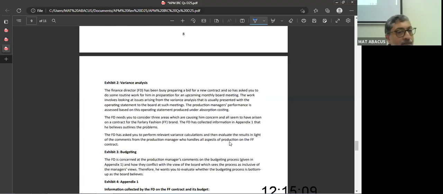Now, specifically, for the variance analysis part, the finance director has been busy preparing a bid for a new contract, and so has asked you to do some routine work for him in preparation for an upcoming monthly board meeting. The work involves looking at issues arising from variance analysis that is usually presented with the operating statement to the board at such meetings, and the production manager's performance is assessed based on this operating statement produced under absorption cost. The FD needs you to consider these areas which are causing him concern and all seem to have arisen on the contract. So this is only one contract for the Farlery fashion brand. The FD has collected information in Appendix 1 that he believes outlines the problems.